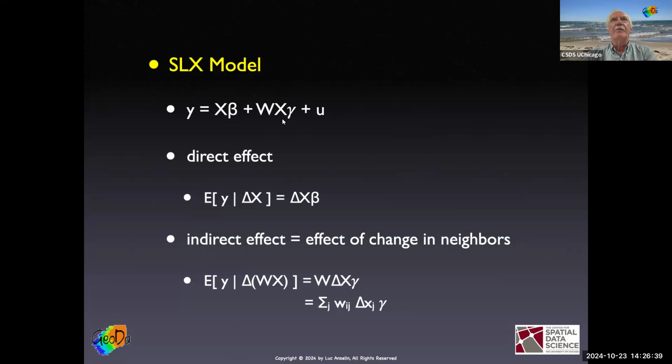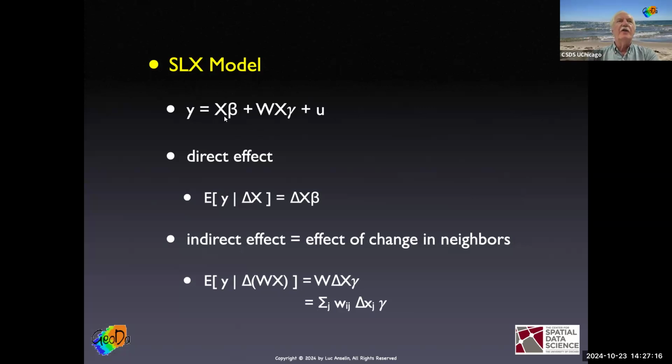If delta x is 1 everywhere, what is W delta x? Also 1. With row-standardized weights, it's the same thing we talked about with the constant term in the SLX model, right? So the overall effect of a change delta x is this beta plus gamma, right? And in our terminology, this gets a little confusing.